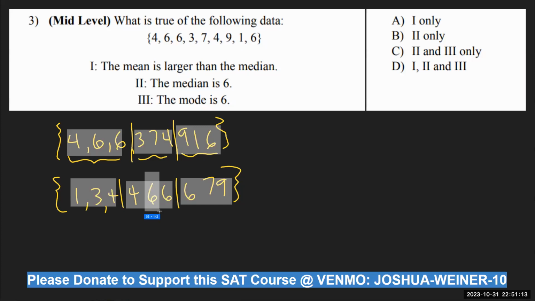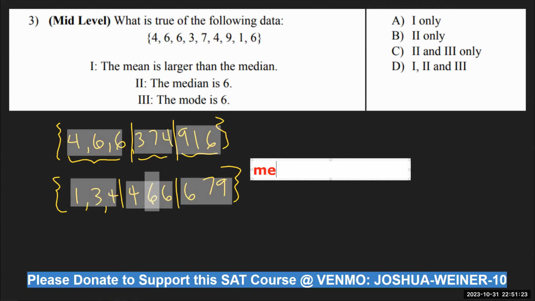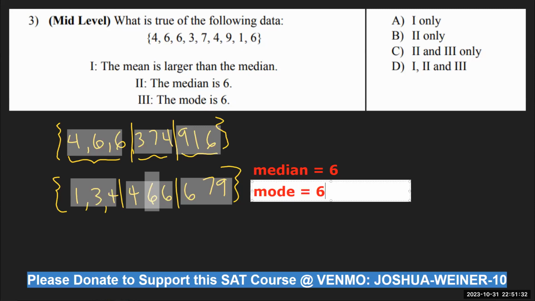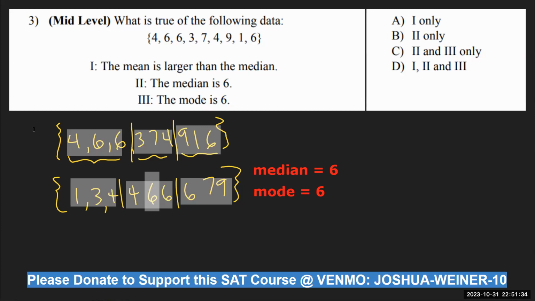This immediately tells us the median, which is the middle of the set. And that is 6. So the median is 6. Also, the mode is the most frequent, and the mode is also 6 because there are 1, 2, 3 6s in the set. And there's no other element that's repeated 3 times.